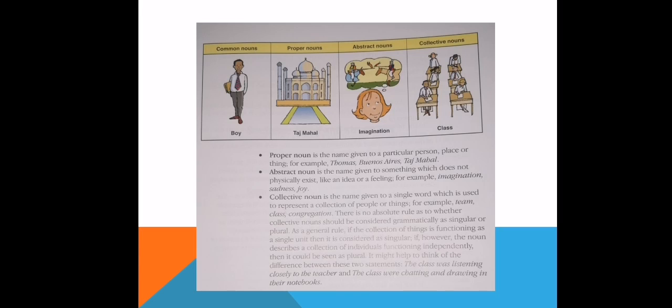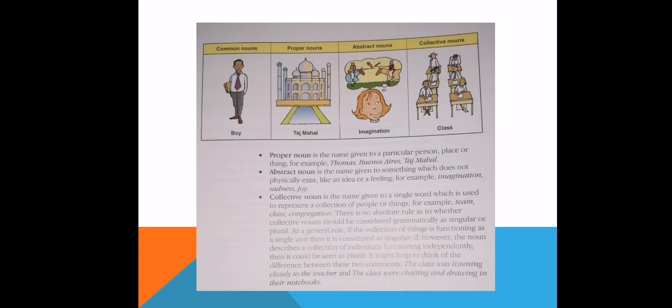We have another example. The class was listening closely to the teacher. Here, everybody in the class is listening to the teacher, so we use is or we use was. It's one unit. But the next example says the class were chatting and drawing in their notebooks. So everybody here is doing something different. There's a group over there that's chatting, a group over there drawing, another student over there in the corner drawing something else. So here we use were, as if class is plural. I hope that's clear. If you have any questions, you can ask me on the app.